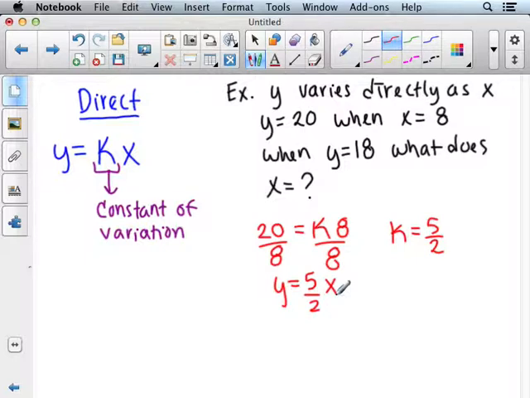So now when y equals 18, what does x equal? Well, I'm going to substitute 18 for y in y equals 5 over 2 x, and I'm going to solve. I'm going to multiply by the reciprocal on both sides.